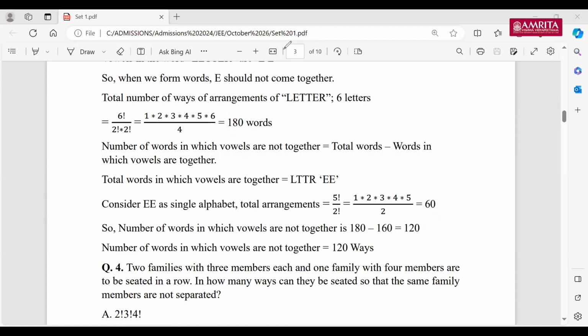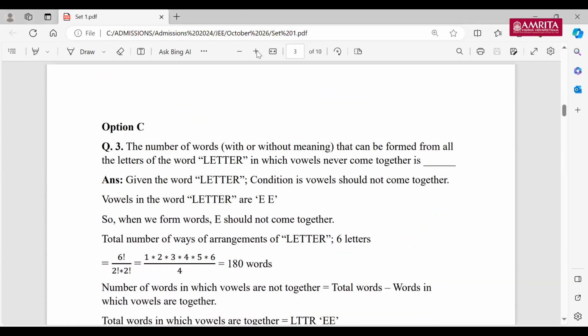So I hope this question is clear. This is also a very common type of question that comes in most of the competitive examinations. Number of words that can be formed from all the letters of the word, vowels should not come together. So you need to initially identify the vowels. You need to identify how many words of such form that you can arrange with the alphabets that are there.